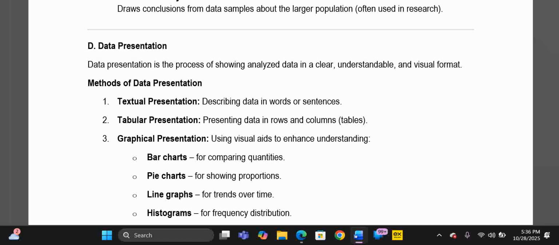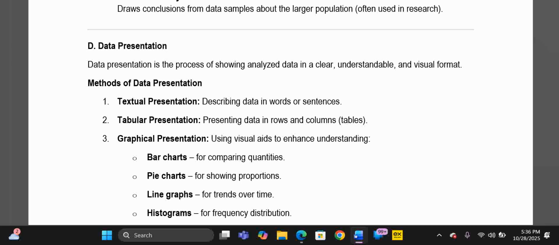So you can just write a paragraph that's enough to make a clear understanding, or you can use a table, what I'm calling a tabular presentation. You can present your data in rows and columns, depending on the duration you want to use, maybe you're presenting your data for the entire year, for the month, for the week. So you use a table to do that.